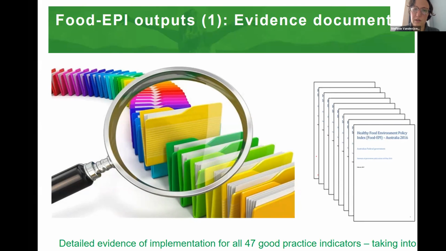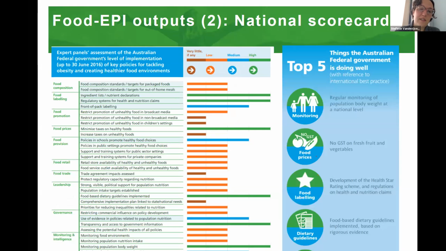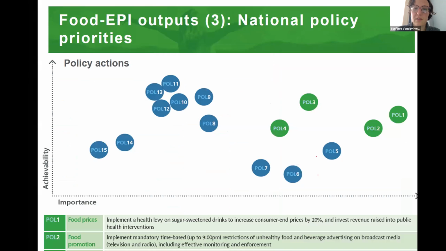The next thing you get is, of course, the scorecard, which is broadly speaking highlighting areas where government is doing well, but also not so well, compared to best practice. This is just an example from Australia, but it looks similar for other countries that have conducted the exercise. Then the next output is your policy and action priorities.